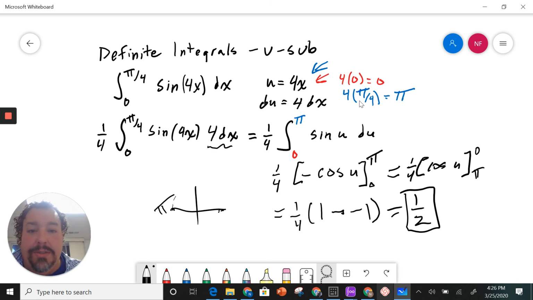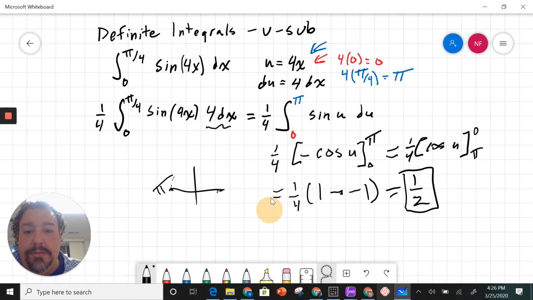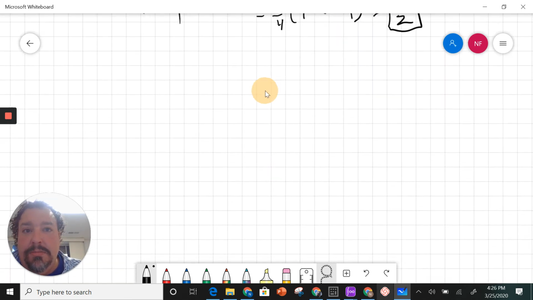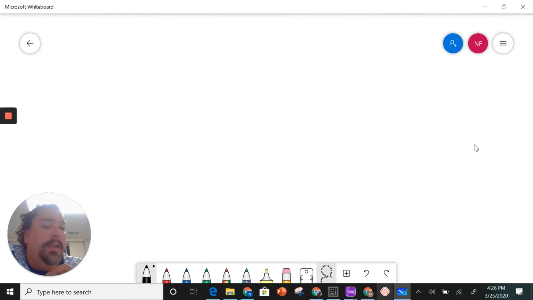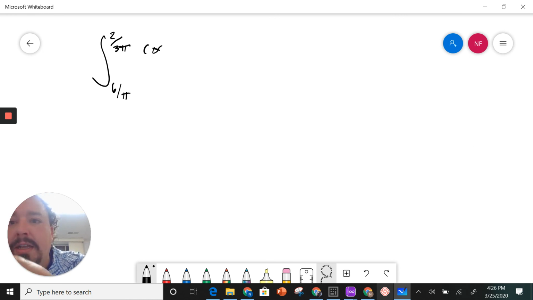And I'm going to try to do another one here. Let me just scroll down. So move that up. The next one I pulled up was the integral from 6 over pi to 2 over 3 pi of cosine of 1 over x, all over x squared, dx.